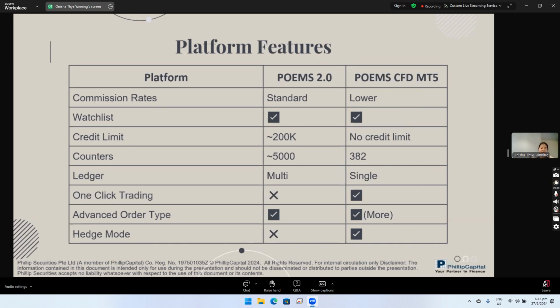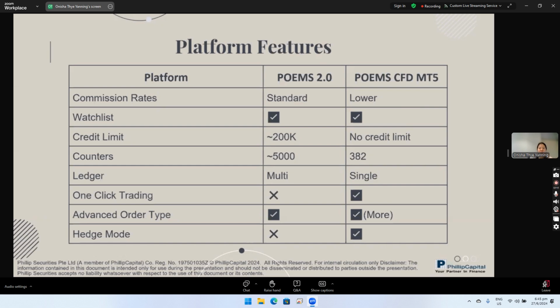Okay, the counters for Poems 2 are more, but as of now, CFD MT5 has only around 382, but we're looking at ways to add more counters. So if you want to trade any other counters that are not listed on our MT5, you can just give us a call and we'll see how we can add that counter in for you to trade.